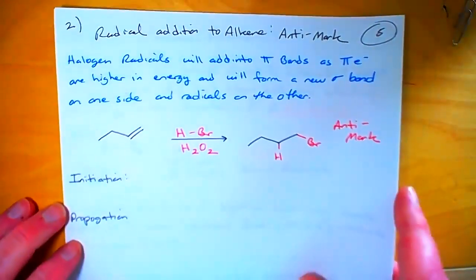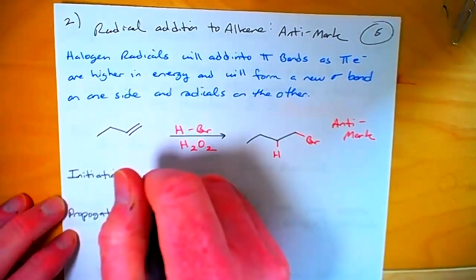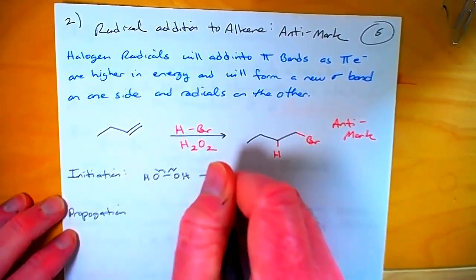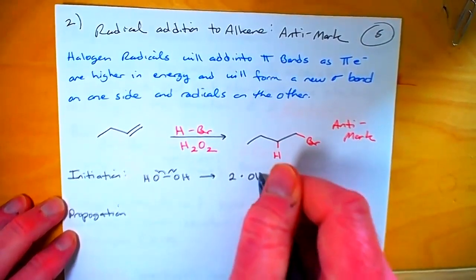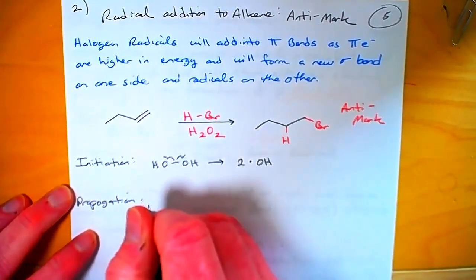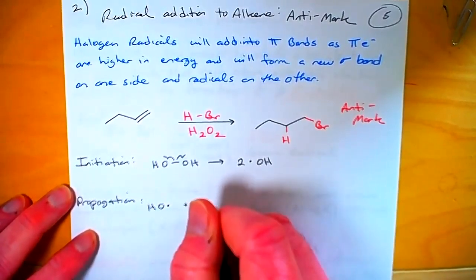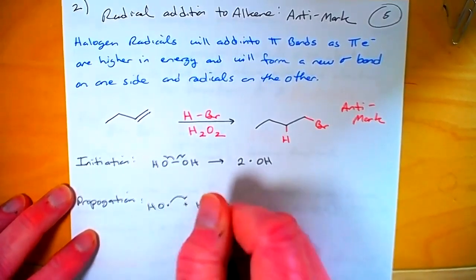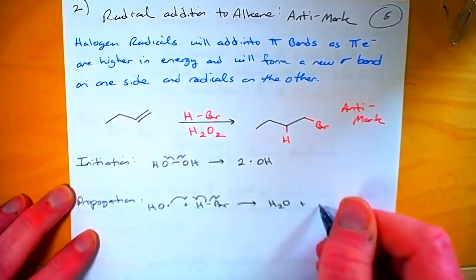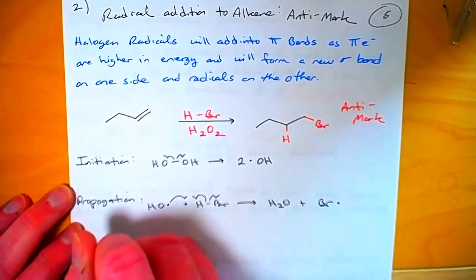what's happening is we have our initiation, and our initiator here is a peroxide. Peroxide homolyzes. And then once the peroxide forms, we start to get a peroxide radical or hydroxide radical, which can then react with HBr, extract a hydrogen from it, forming water and now a bromine radical. Okay?